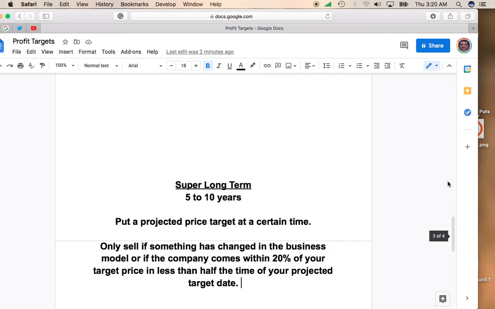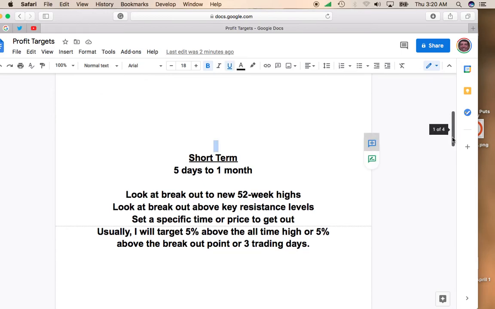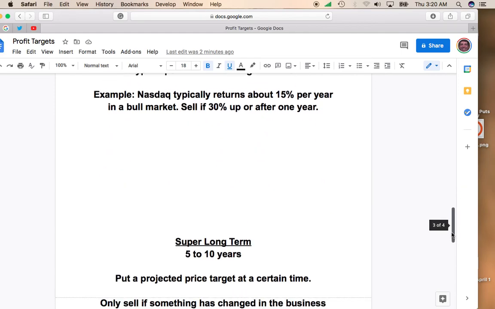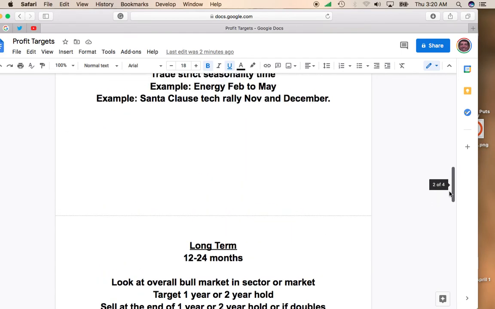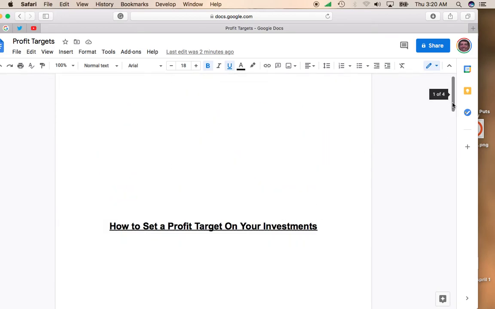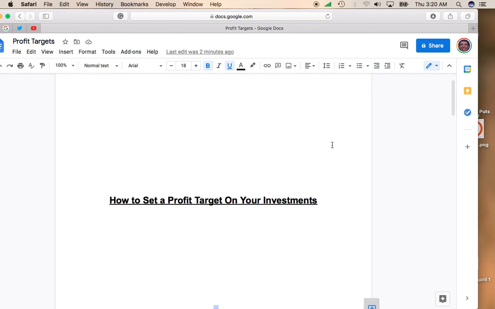So that's my thoughts on how I approach my profit targets. Like I said, I approach them in 4 different ways: short term, 5 days to 1 month; intermediate term, 1 month to 6 months; long term, 12 to 24 months; and then super long term, 5 to 10 years. So I hope this is valuable for you. I think this video will be valuable if you want to come back to it now and then, just to see if you're trying to figure out how to set a profit target. I think this information will be helpful.